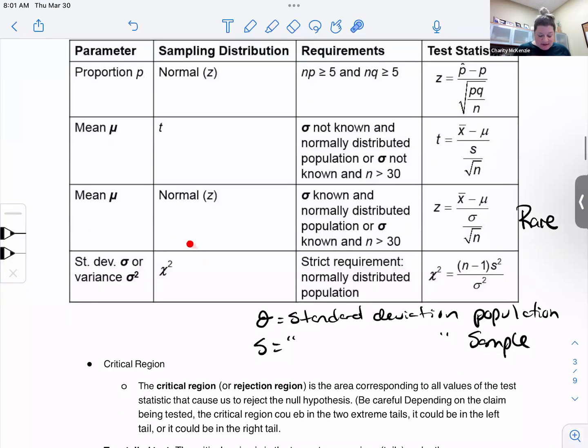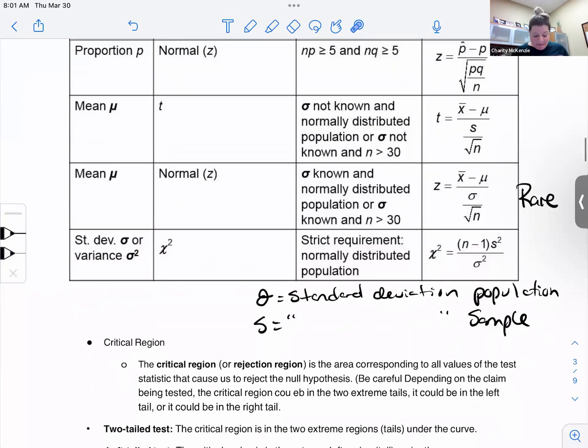Okay, this is the one that is for a standard deviation. And variance, remember, variance is just standard deviation squared. And this one's a little bit different. We call it a chi-squared test, and we probably won't get to that. If we do, yay. If we don't, it's okay. It's just another formula. You do it exactly the same way. There is a section for it in StatCrunch as well.